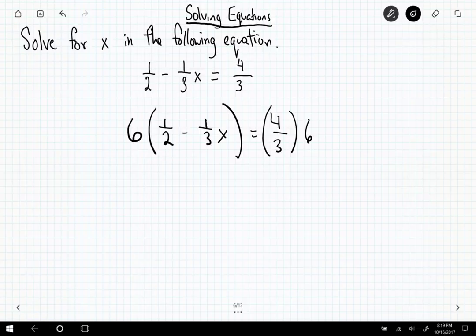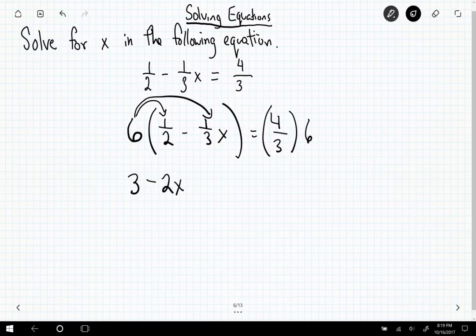Now we can distribute the 6 to both terms. So 6 goes to 1/2 and 6 goes to that 1/3 x. So 6 times 1/2 is just 6 divided by 2, which is 3. And then 6 times 1/3 x, well, that's just 6 divided by 3, which is 2x. And then we have 4/3 times x. Well, you can cancel off that 6 with the 3 and you're left with 2, so this whole thing equals 8. So notice now we have negative 2x.